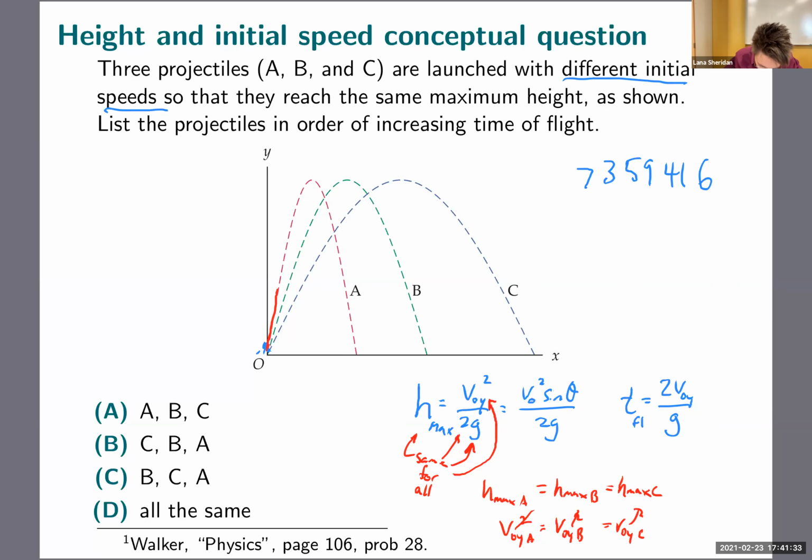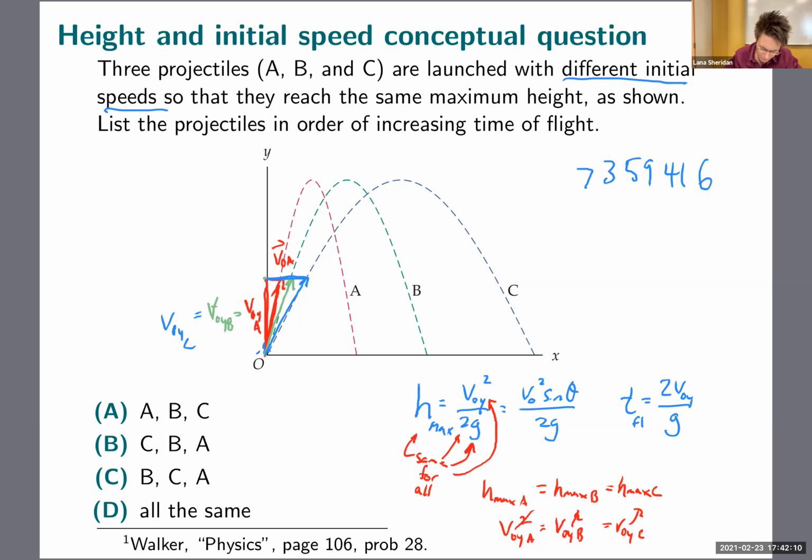So if we look at the initial velocity vector for A, V0A, its Y component is right here, V0YA. That has to be the same as the Y component for B, and it has to be the same as the Y component for C, because if they weren't, they wouldn't all reach the same height. Okay, do you agree about that point?